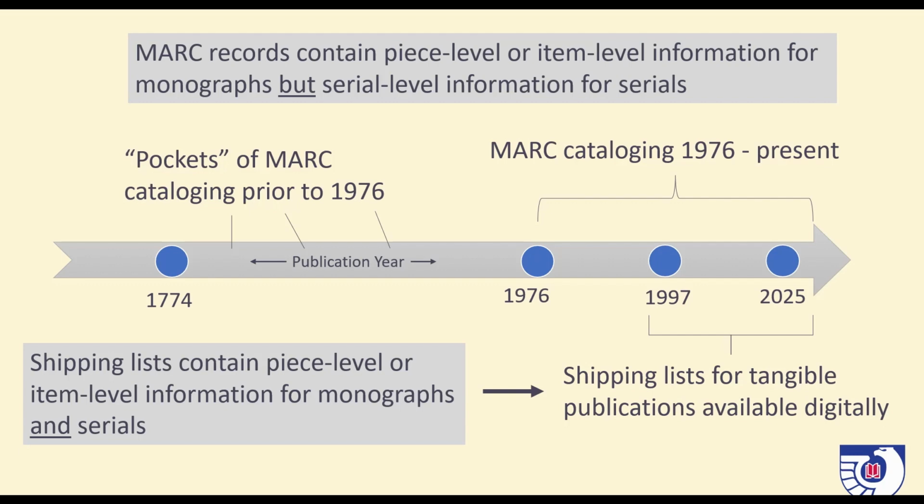So this is a visual representation. You see a timeline running down the middle there, and you can see that we have pockets of MARC cataloging prior to 1976. It's just spotty here and there. From 1976 to present, we have MARC cataloging in a MarcRecord format. So do keep in mind that MarcRecords contain piece level or item level information for monographs, but serials only have serial level information in the bibliographic record.